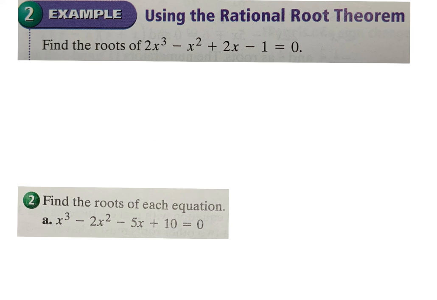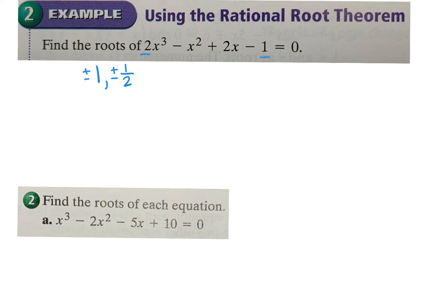Find the roots of 2x cubed minus x squared plus 2x minus 1. In this case, my constant is a 1. That's easy. Positive and negative 1 are my only options there. My leading coefficient is a 2, so I have 1 and 2. So my possible roots are 1 over 1, which is just 1, but I do need my positive and negative, or it could be 1 over 2, positive and negative. My factors of 1 are 1. My factors of 2 are 1 and 2.